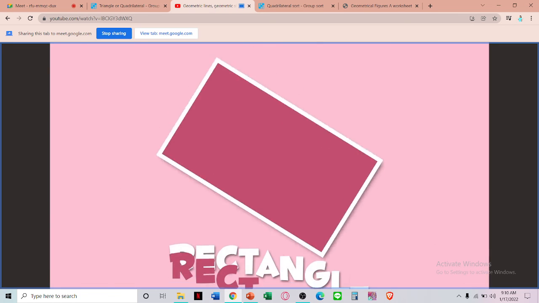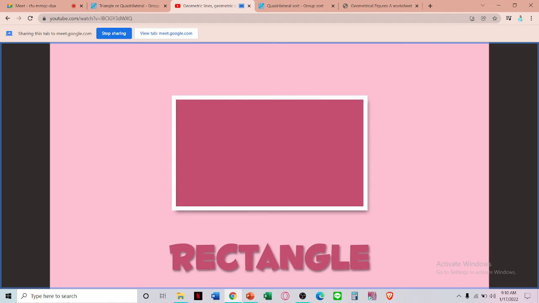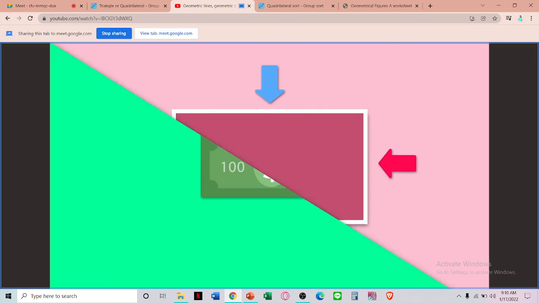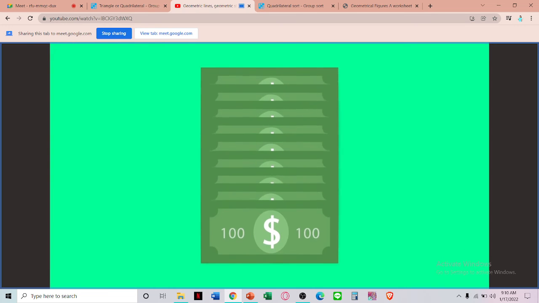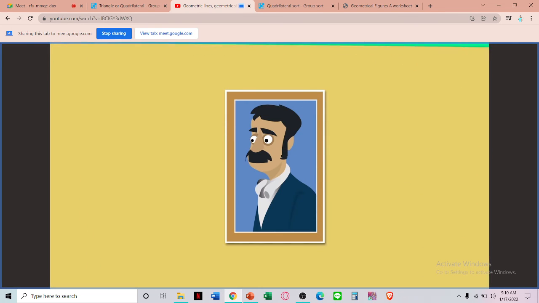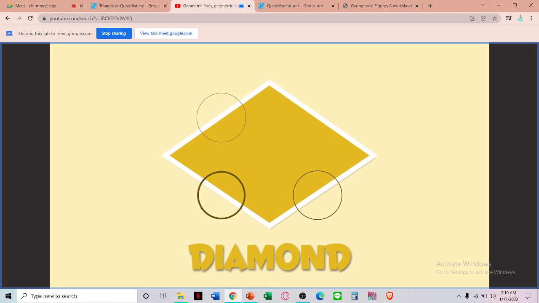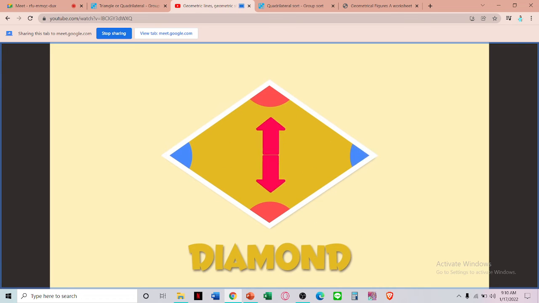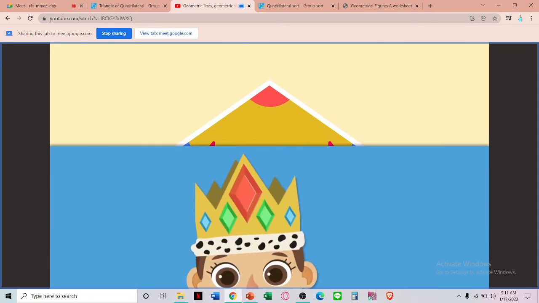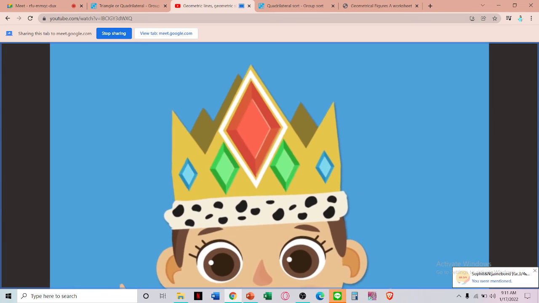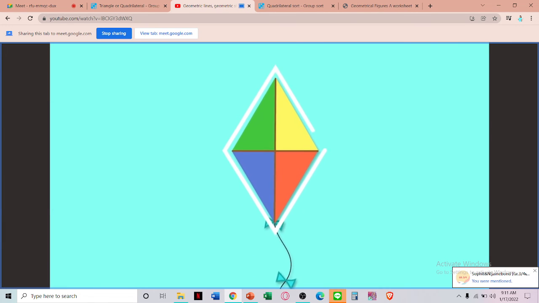This is a rectangle. It has 4 sides, like the square, but they're not identical. Only its opposite sides are equal in length. A rectangle looks like this bill, or like this picture frame. This is a diamond shape. Its 4 sides are identical, but its angles are not, meaning this one and this one are equal, and so are these two. A diamond looks like the jewel on this crown, or like this kite.